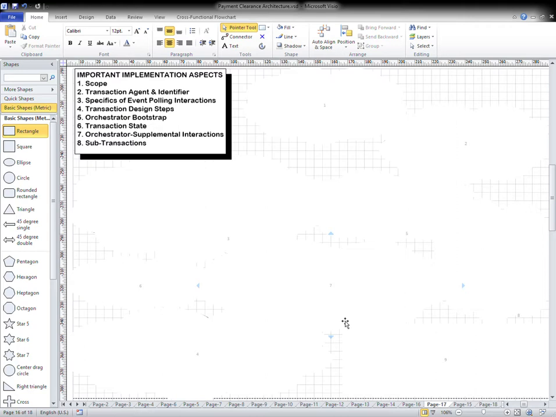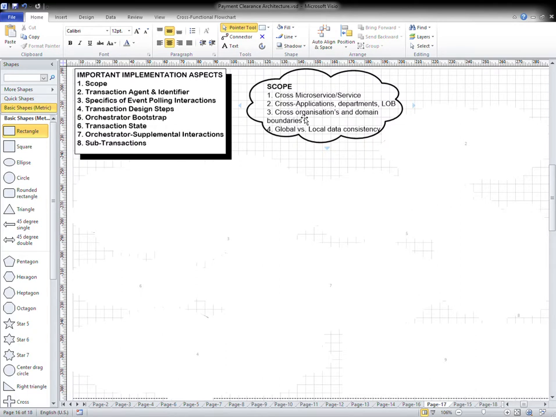First of all, let us list the most important implementation aspects. I've counted eight of them, and they range from scope to the transaction agent, orchestrator, bootstrap, orchestrator and supplemental relationship, interaction and sub-transactions.